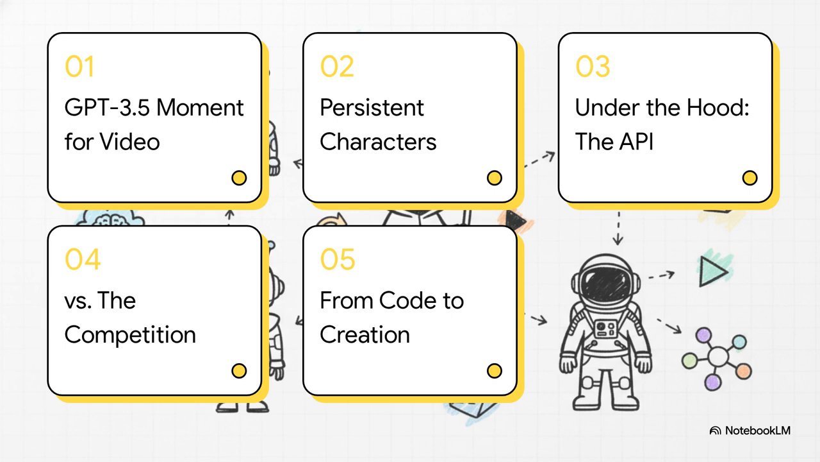All right, so here's the game plan for today. We're going to start by unpacking what that GPT 3.5 moment really means. Then we'll get right into the main event, the persistent character revolution. After that, we'll peek under the hood at the API, see how Sora 2 stacks up against the competition, and wrap up with what all this means for creators like you and me.